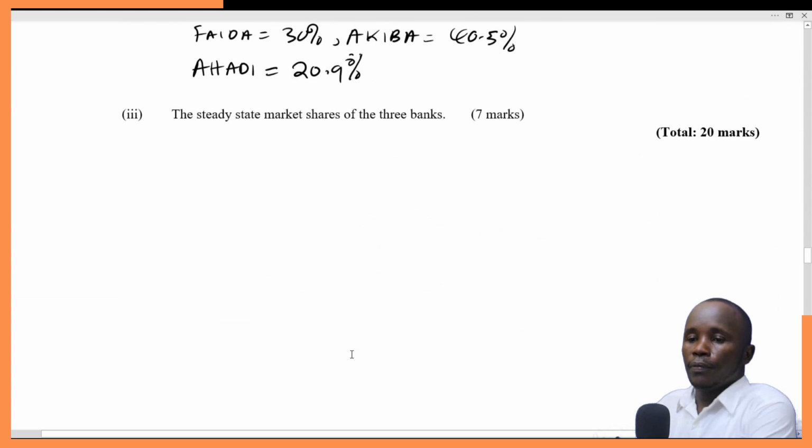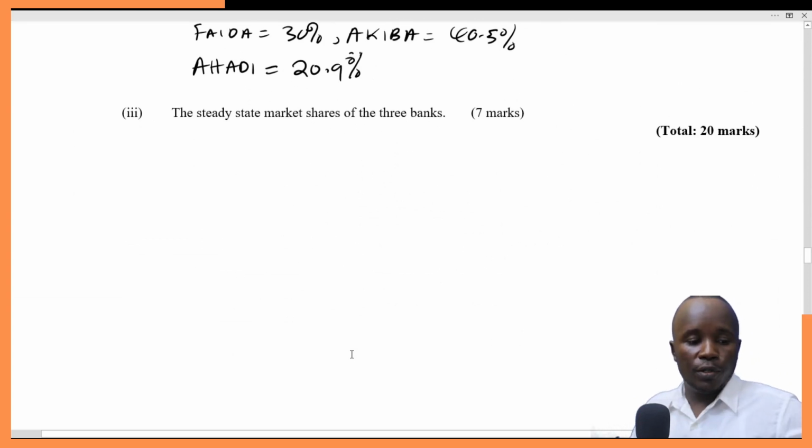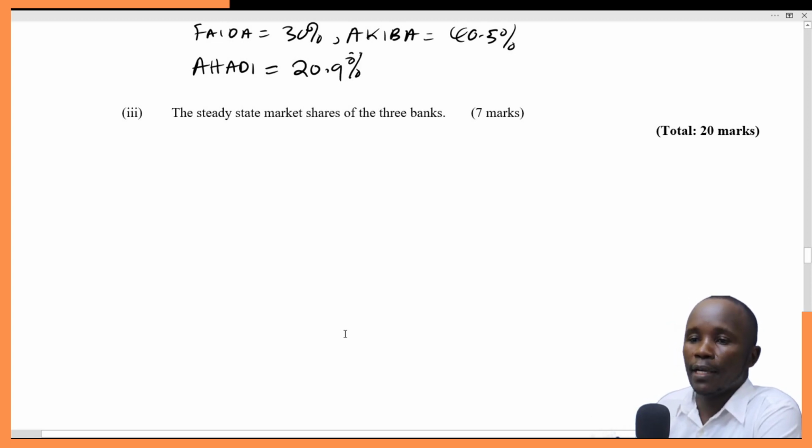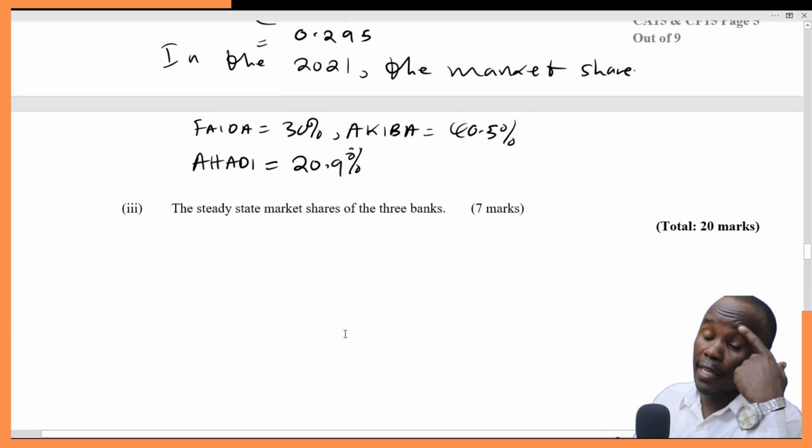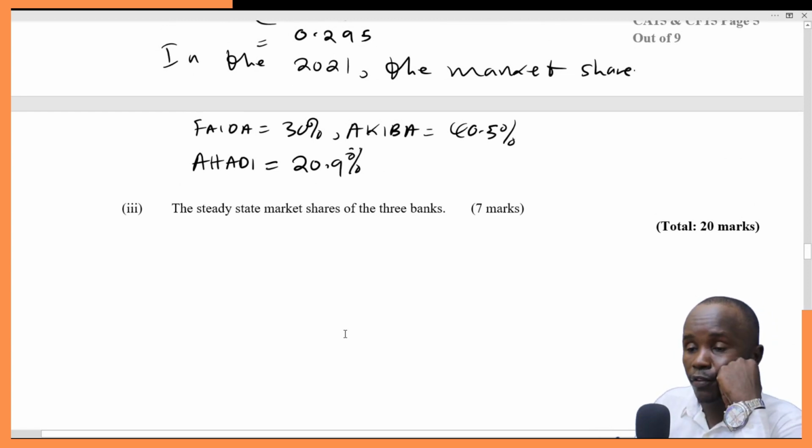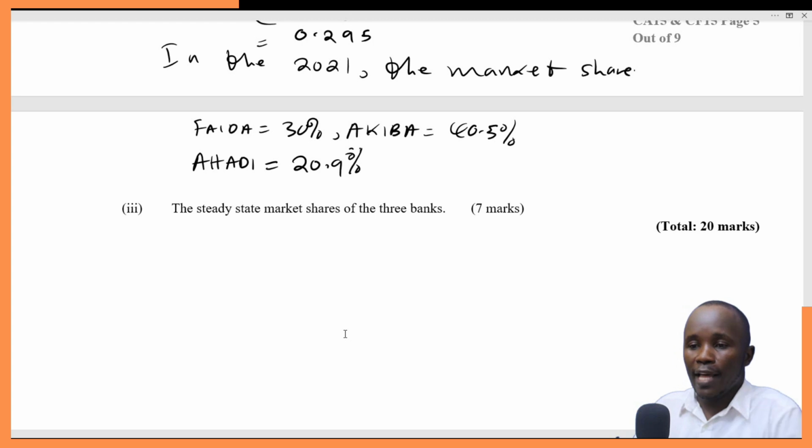Now we move on to the next. You are told to look at the steady state market share of the three banks. These customers will keep on shifting from one bank to another, and they will reach a point where there is no more shifting. They are done. So that is what we call a steady state, or a balanced state.